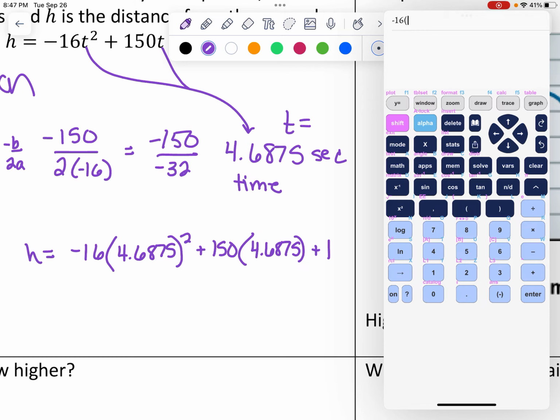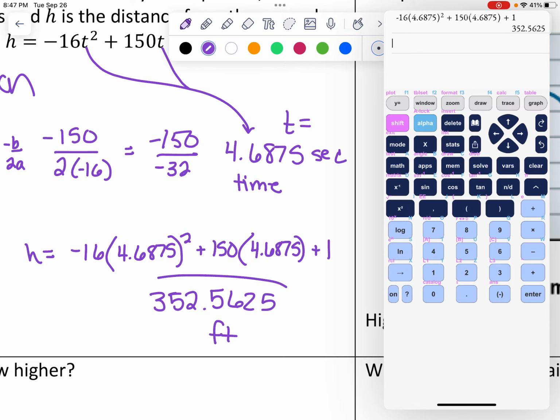Negative 16, 4.6875 squared, plus 150, 4.6875, and plus 1, that little random 1. So the maximum height is 352.5625, and that is feet. That is the maximum height.